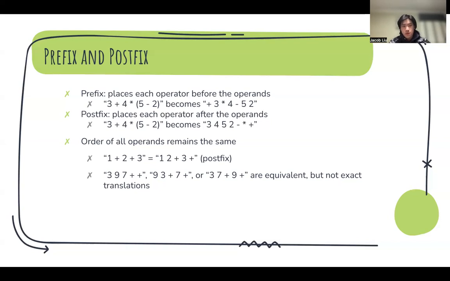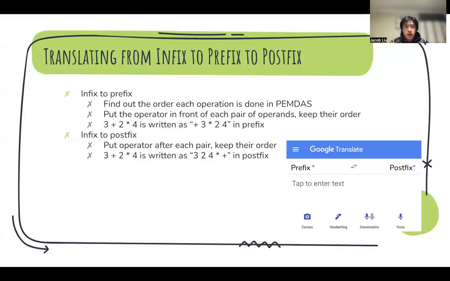So just a little note that when you're converting, the order of the operands, so the order of the numbers, must remain the same as the original expression. So 1 plus 2 plus 3 becomes 1, 2 plus 3 plus in postfix. Even though 1, 3 plus 2 plus gets you the same answer, when you're converting, the order of the numbers must be the same. Okay, so let's get started in translating from infix to prefix to postfix.